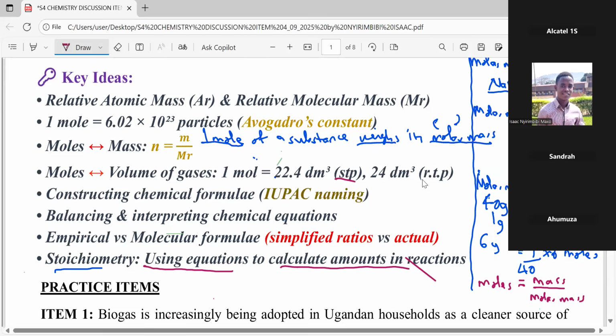We also have a condition at room temperature and pressure. Room temperature is a temperature of 25, and STP is a temperature of 0. And we are saying that 1 mole of a gas at STP occupies 22.4 decimeter cubed. So that's the relationship between the moles and the volume. Which means when you have this statement, we can do a lot. We can convert moles to volume. We can also convert volume to moles. And we are going to see that in our practice items.